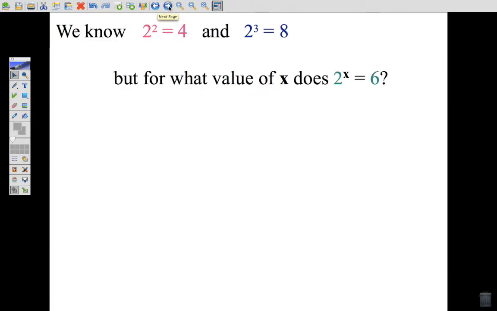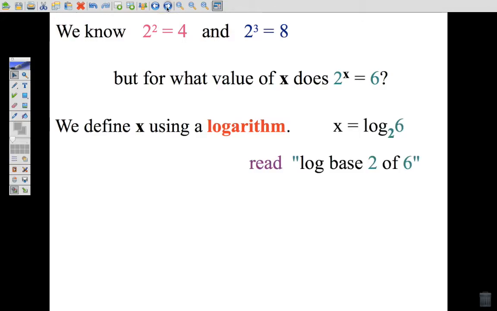Before we get to our formal definition of logarithm, you know that 2 squared is 4 and 2 cubed is 8, but 2 to what exponent is 6? That is something that a logarithm would help us calculate. It would help us calculate one of those logarithms that isn't a nice, pretty integer. So we can say that we're going to define x by using a logarithm. And we would say that x can be calculated by taking log base 2 of 6, meaning 2 to the exponent of x is equal to 6.